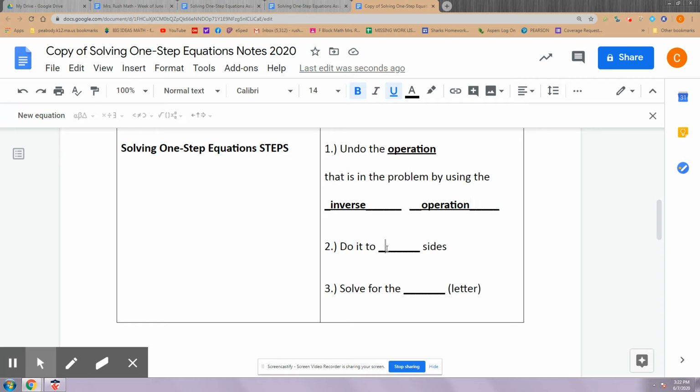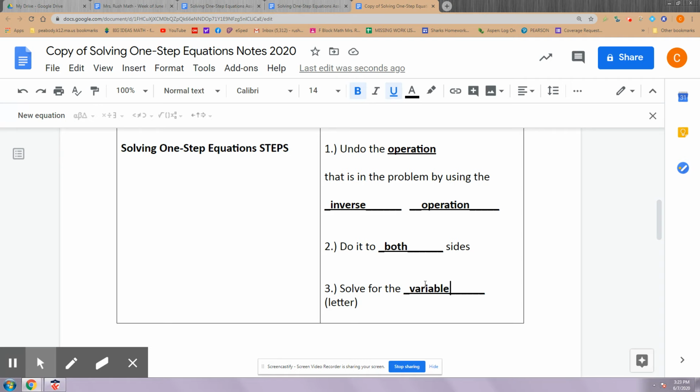Step number two, we're going to do that to both sides of the equation. And step number three, we're going to solve for the letter. Do you guys remember what the word for letter is in math? It starts with a V, it's variable. So we're going to solve for what the variable stands for. Variables are the letters in math.